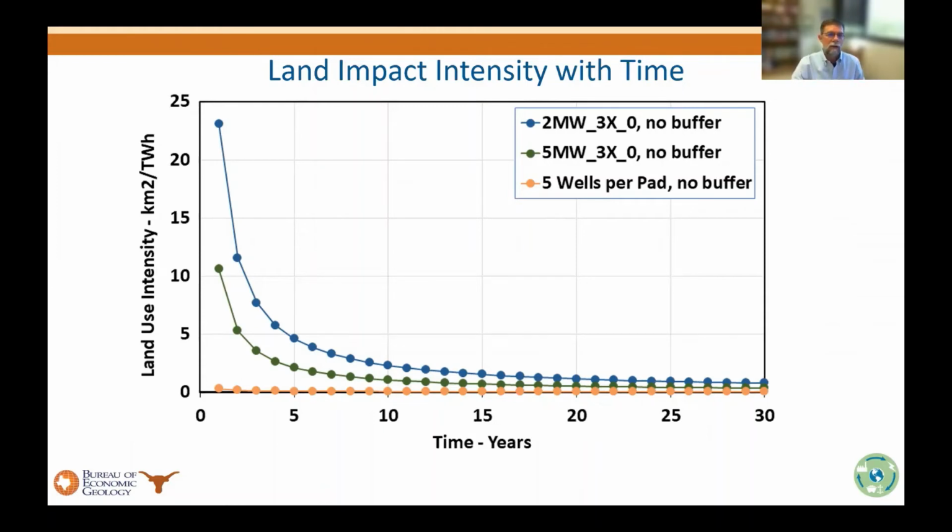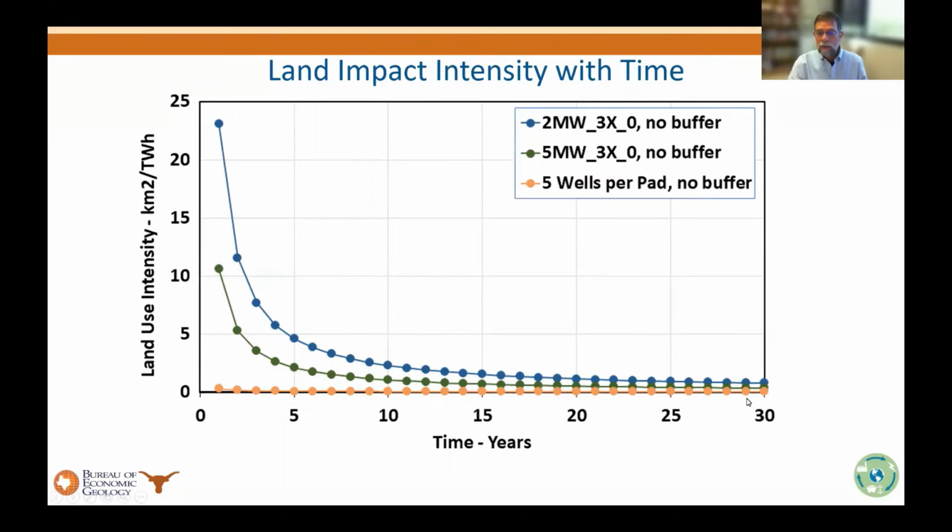Once we start to generate electricity, each year we're generating 3 terawatt hours. The cumulative generation begins to increase, and it reduces the fraction in kilometer square per terawatt hour, which is basically equivalent to meters square per megawatt hour. And by the end, we have about a 15-fold difference between the gas right down here in the sort of peach or orange color and the 2 and 5 megawatt turbines.